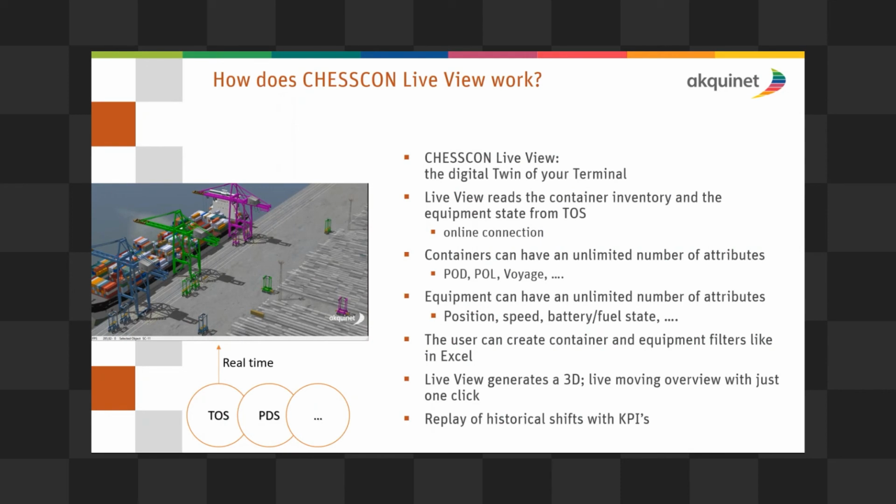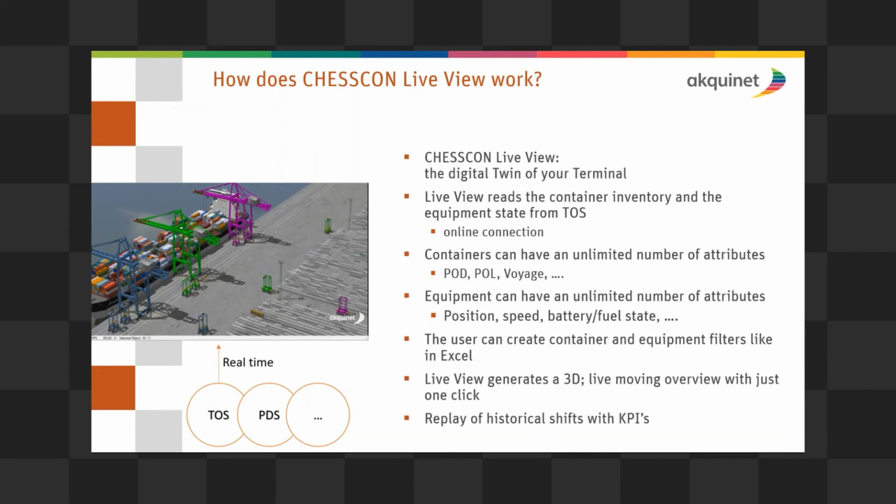Of course. So we also have container attributes, an unlimited number of attributes. So PID, POL, the voyage numbers, what have you. You can have a lot of different attributes on any container, on the inventory placed on your container, on the current inventory. And also with the equipment, you can have an unlimited number of attributes. As I mentioned, battery, fuel state, maintenance status, and so on.